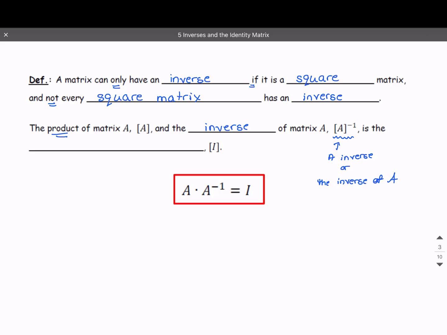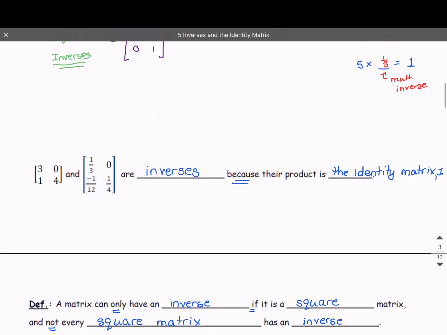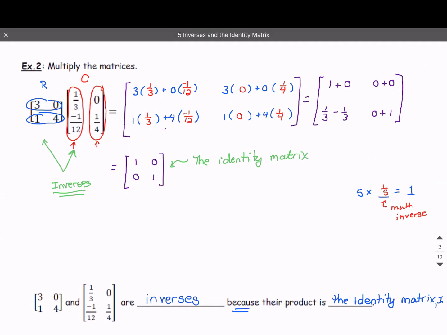So when we multiply A times A inverse, we get the multiplicative identity matrix, which we call I. So A times A inverse is I, which means back up here in this problem, this first matrix would be A, this matrix is A inverse, and A times A inverse gives us that identity I. Okay?